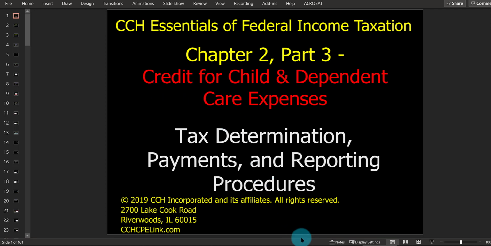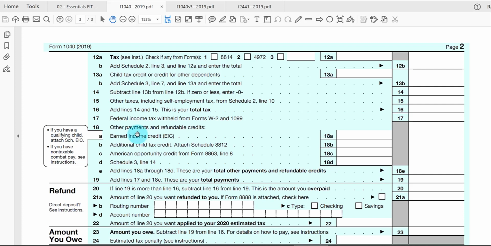Let's take a look at our 1040 form where we've already calculated out the tax liability for the whole year, reported in this line 12A. Now we're going to be reducing this tax by credits. This credit here in line 13A, child tax credit or credit for other dependents, we'll cover in another video. But let's take a look at other non-refundable credits that are first reported on a Schedule 3.